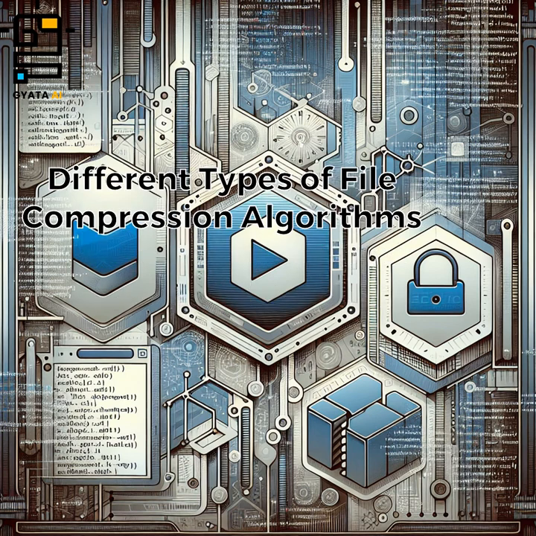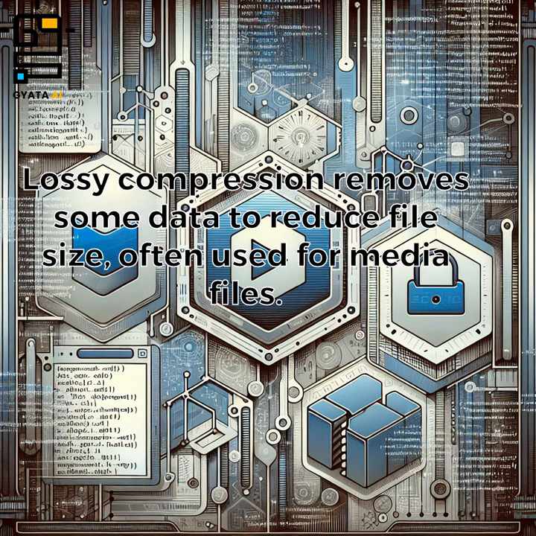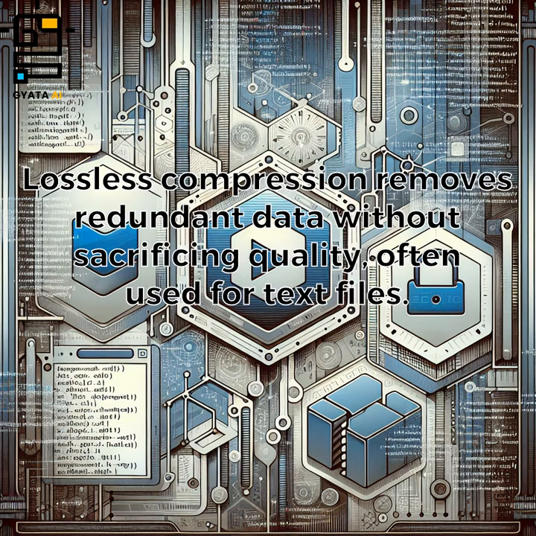Different types of file compression algorithms. Lossy compression removes some data to reduce file size, often used for media files. Lossless compression removes redundant data without sacrificing quality, often used for text files.